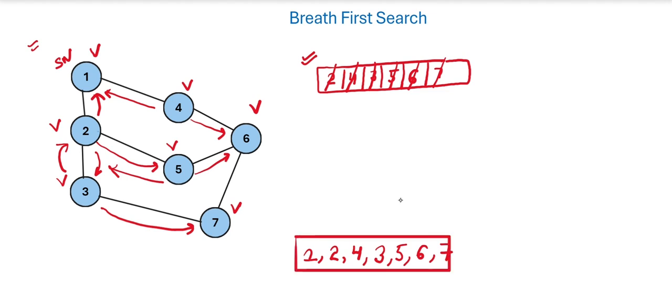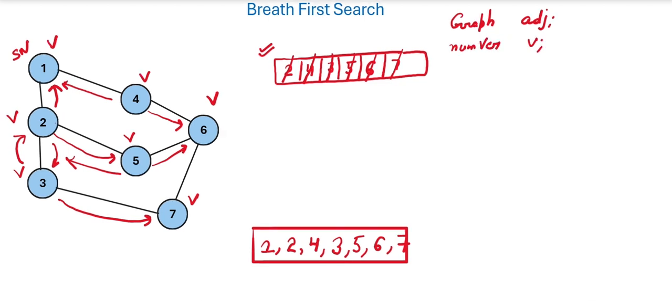Now let's understand the pseudocode. First we need a graph. Let's take the graph as an adjacency list. Then we need the number of vertices, so let's take the number of vertices as v. And we need a starting node, so let's take the starting node as 1.